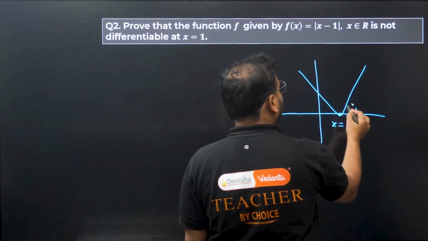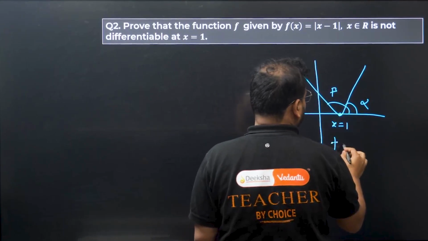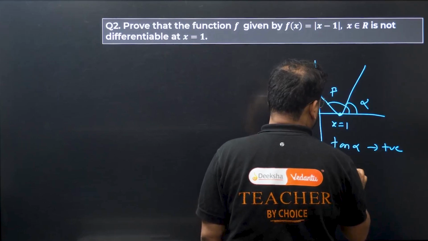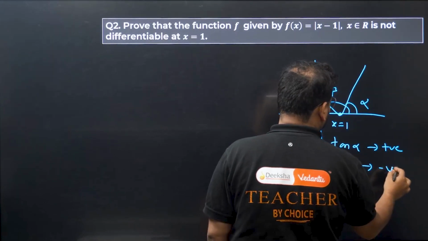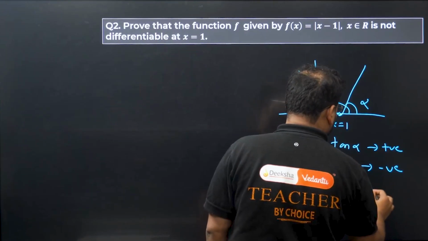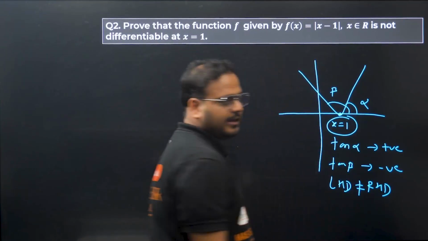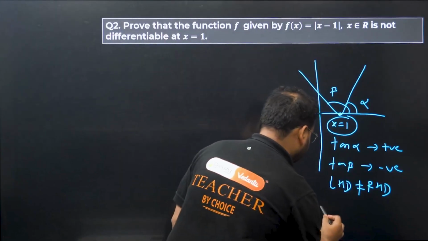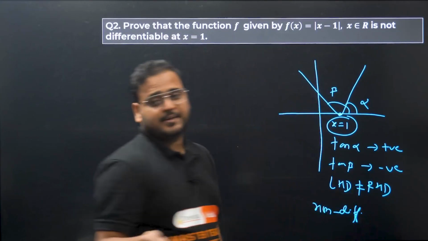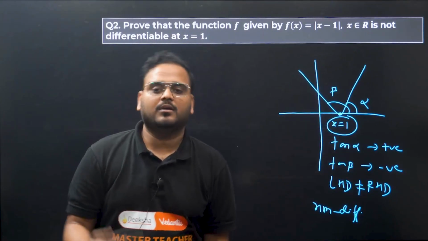This angle is alpha. This angle is beta. Tan alpha is a positive value. Tan beta is a negative value. It means LHD is not equal to RHD at the point x equals to 1. Hence, non-differentiable. Or if you want to say, simply at a sharp corner at the point x equals to 1, non-differentiable.